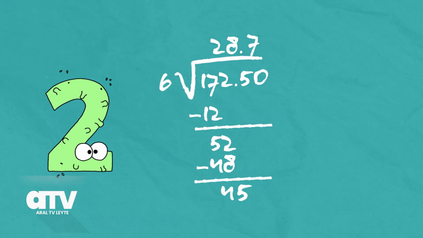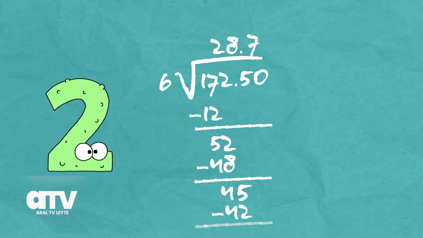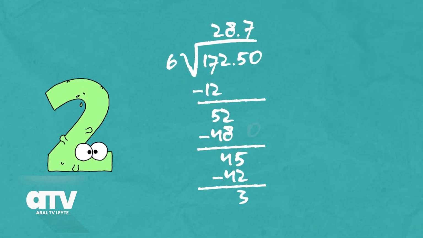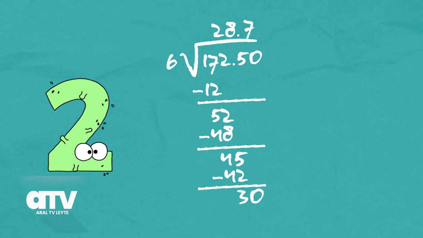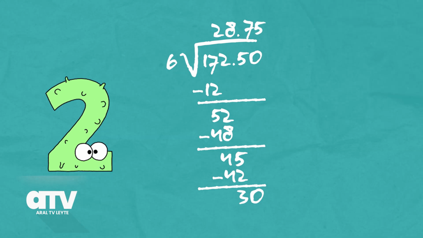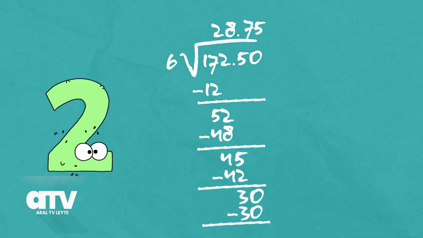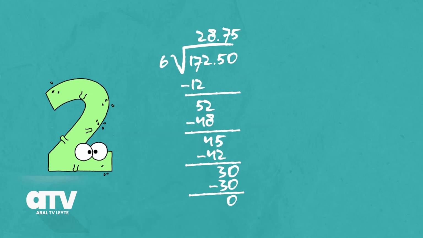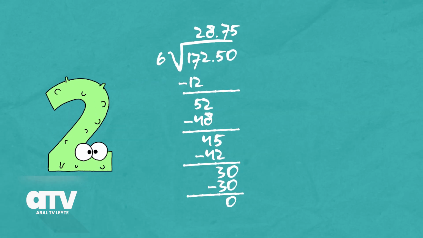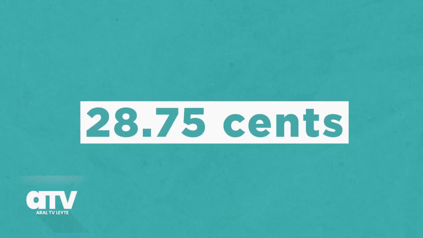45 divided by 6 is equal to 7. 7 times 6 is equal to 42. 45 minus 42 is equal to 3. Bring down 0. We have 30. 30 divided by 6 is equal to 5. 5 times 6 is equal to 30. 30 minus 30 is equal to 0. Therefore, the cost for each pair of socks sold by sidewalk vendor is 28 pesos and 75 centavos.